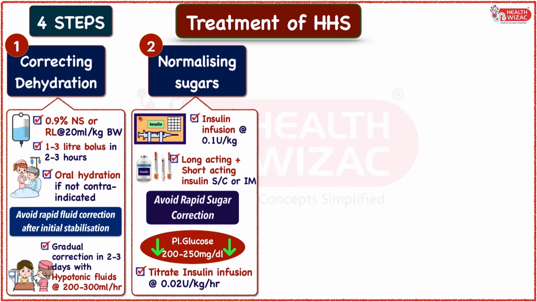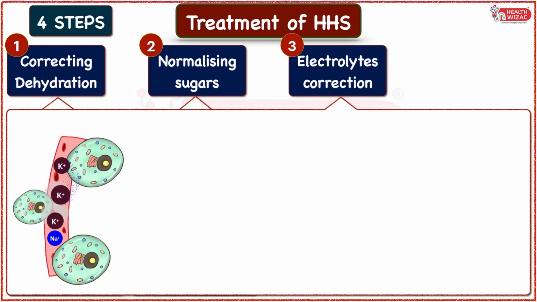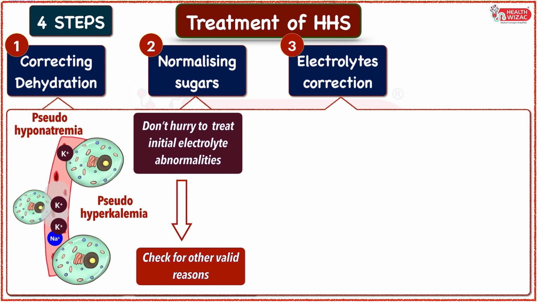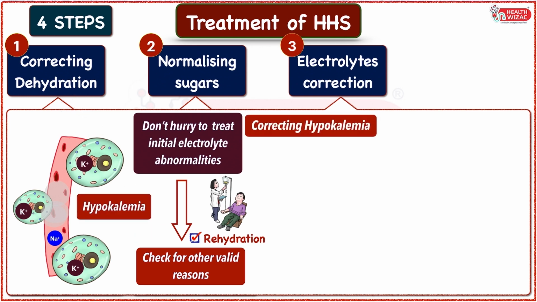Third step is to correct electrolyte abnormalities. Initial electrolyte readings may sometimes give false picture due to shift of fluid from ICF to ECF, causing dilutional effects. Hence, electrolyte abnormalities like pseudohyponatremia and pseudohyperkalemia should not be treated urgently, and other valid causes for these should always be checked. After initial rehydration, hypokalemia may be manifested due to shifting of fluids in ICF, and then potassium correction should be started, preferably through IV. Total correction needed may be up to 20 to 80 millimoles.